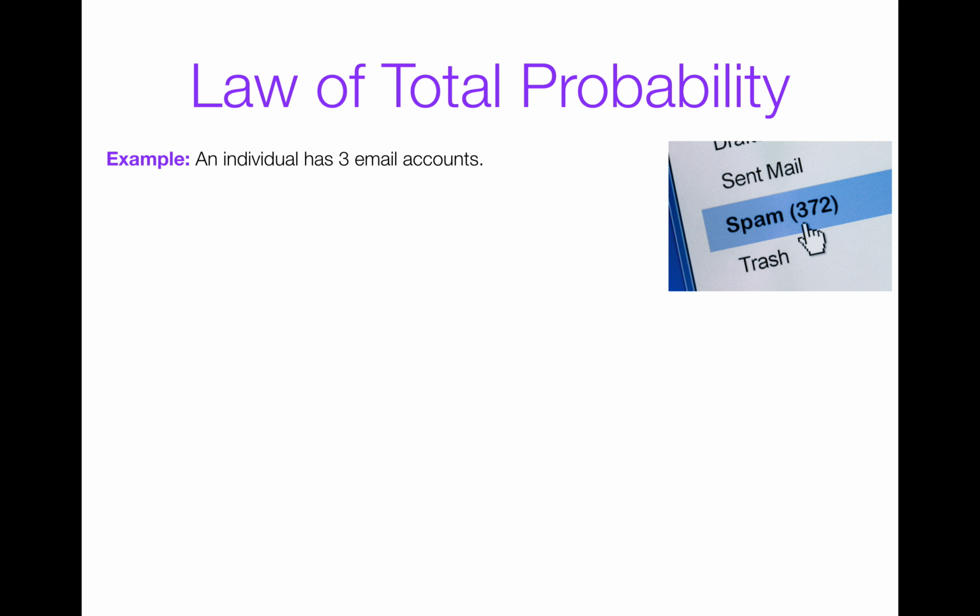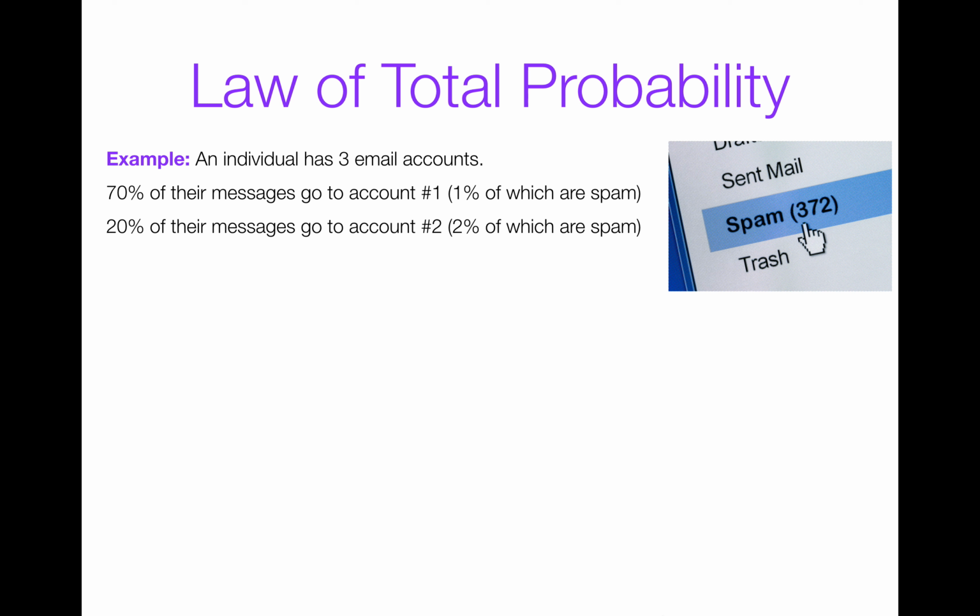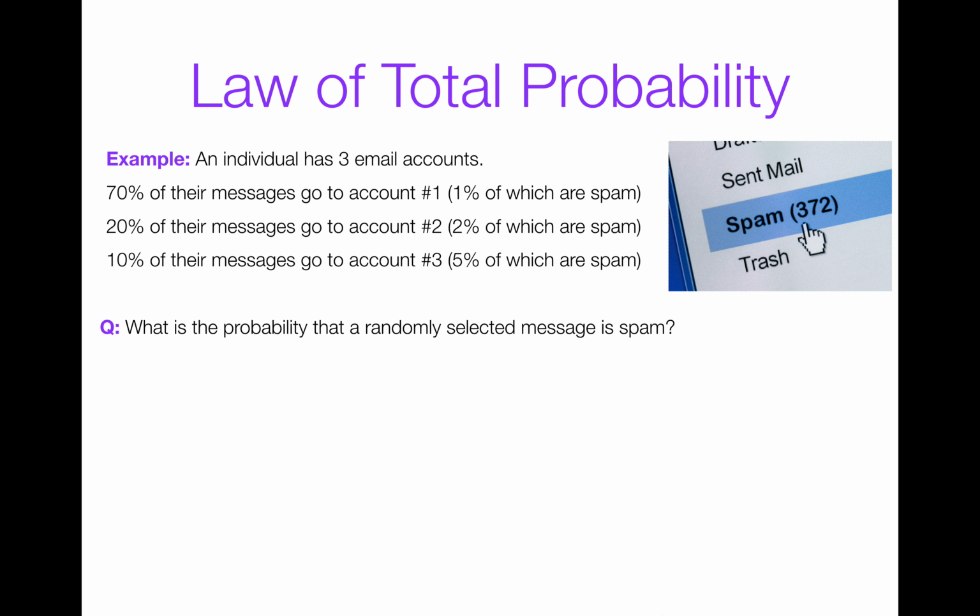We'll do an example. In this example, we're interested in spam emails. So an individual has 3 email accounts. 70% of their messages go to the first account and 1% of those are spam. 20% of their messages go to the second account and 2% of those are spam. 10% of their messages go to the third account and 5% of those are spam. So that's the setup there. We know how many go to each account, and of those in a given account, how many are spam. So we want to know what's the probability that a randomly selected message from any account is spam.